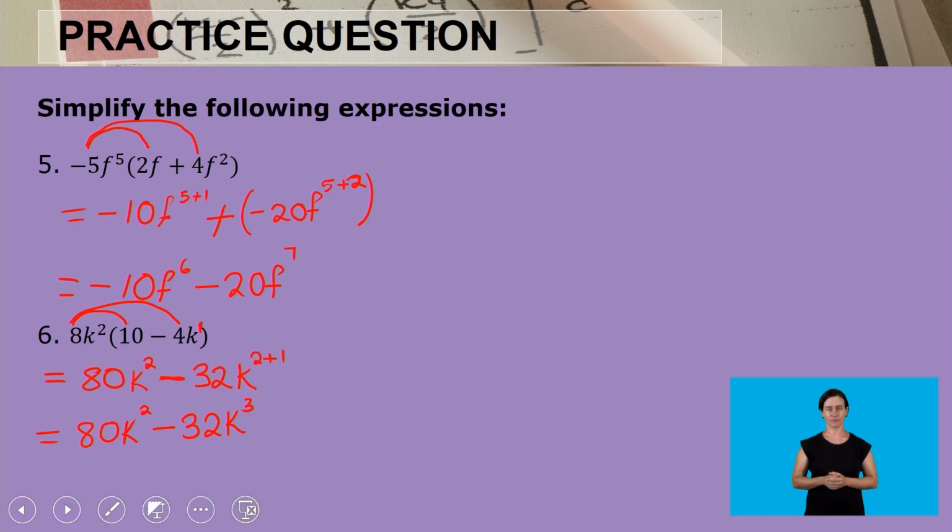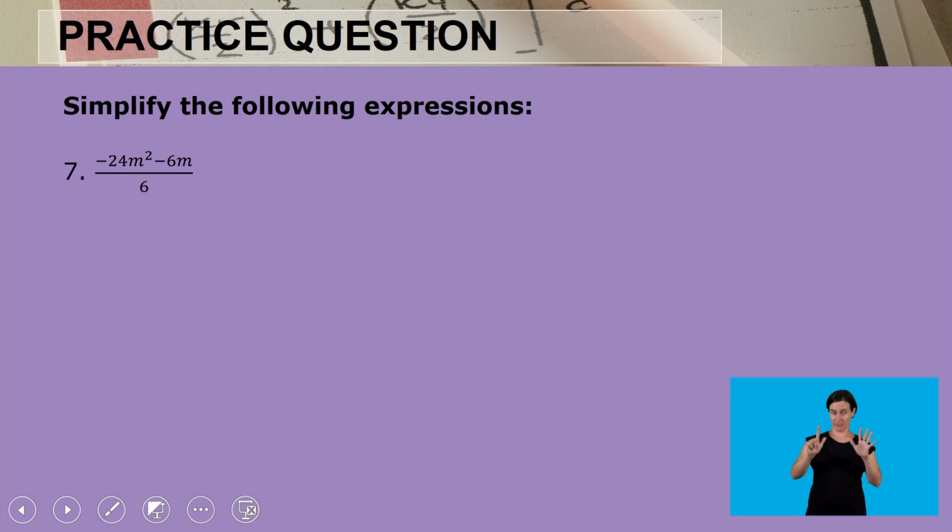Let's go to the next question. Now we are dividing by a monomial. And remember, when we are dividing a binomial by a monomial, we need to make sure that each term in the binomial divides with the monomial. Just like when we were multiplying, we made sure that each term of the binomial was multiplied by the monomial. So here we are going to make sure that each term of the binomial or a trinomial is divided by that monomial. Let's see what we are talking about.